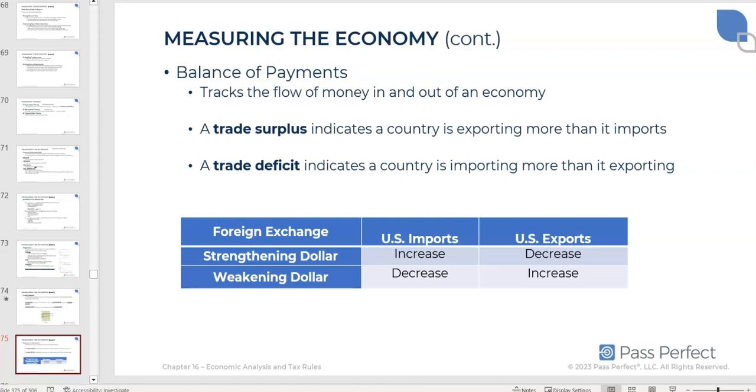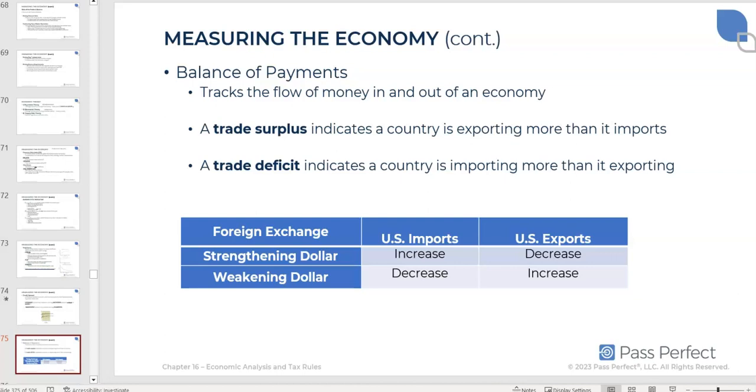At the same time, U.S. imports will decrease because now it takes more U.S. dollars to buy a Toyota or a BMW, and so the price of Toyotas and BMWs will increase in the United States, making them less appealing, and people less likely to want to buy them. Okay.